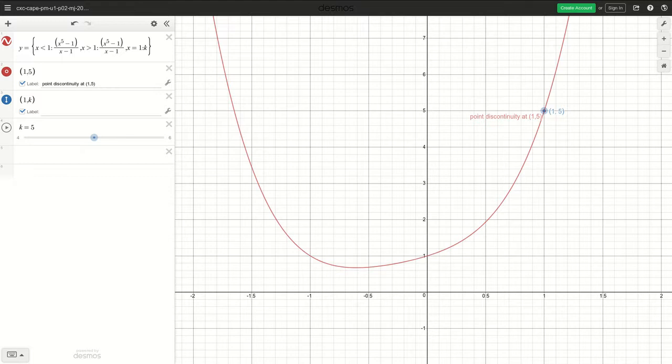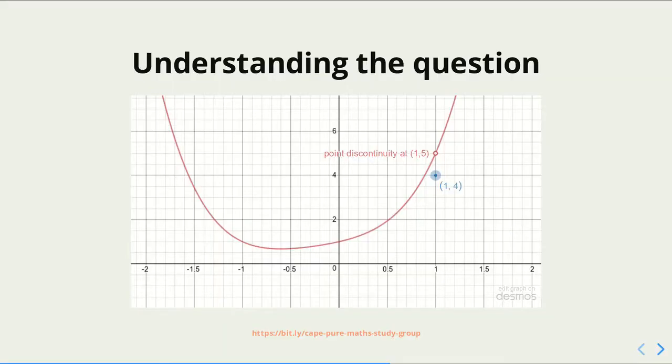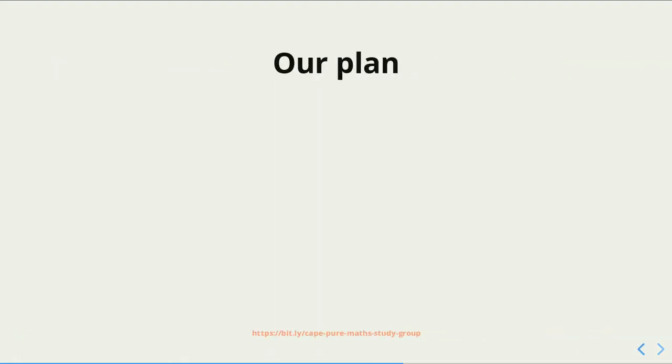However, we can't give this reasoning as our answer, since they want us to use our understanding of continuity in terms of limits to find the value of k. So let's do that now. Recall that a function f of x is continuous at a point x equal a if and only if f of a is equal to the limit of f of x as x tends to a.